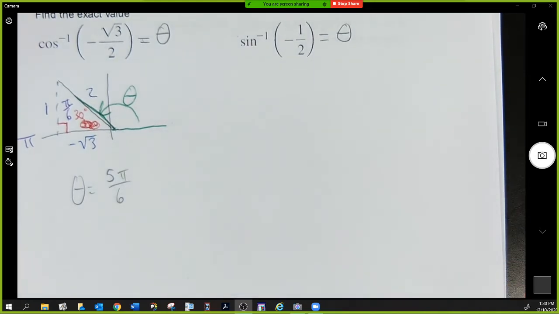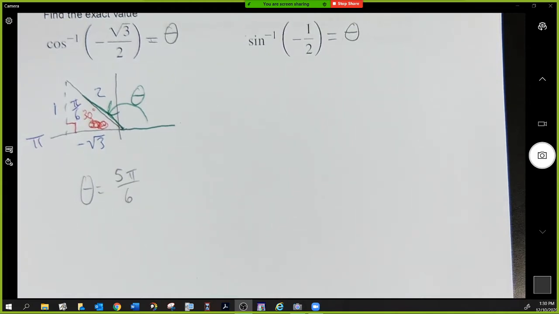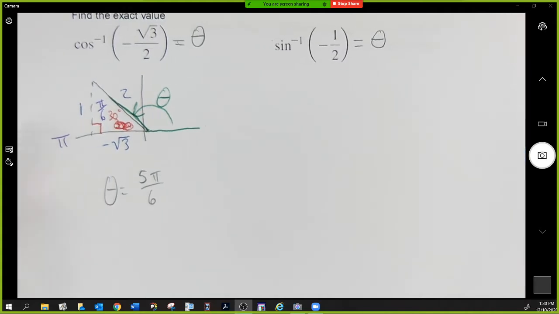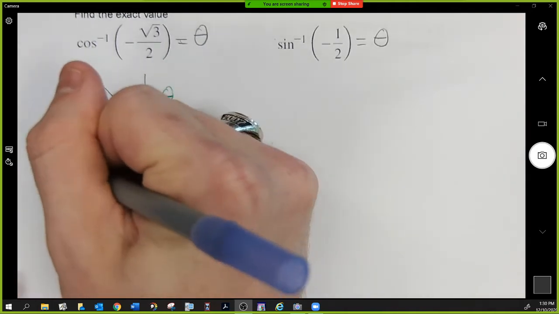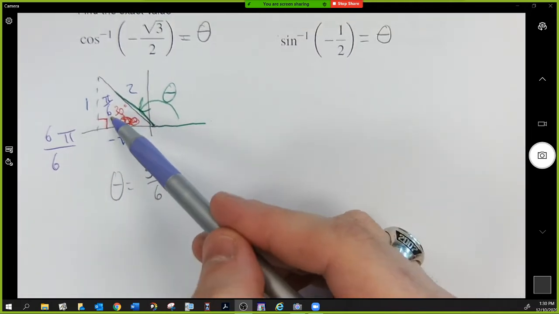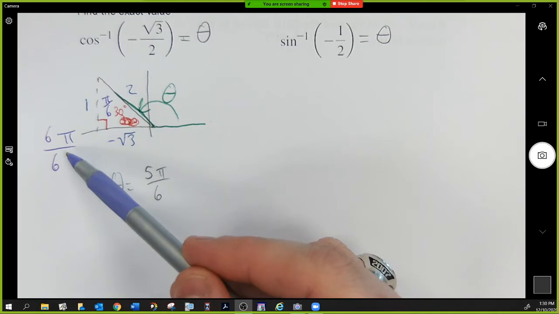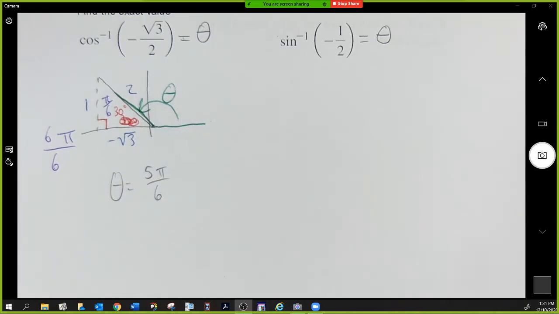Can you go from the reference angle to 5 pi over 6? Sure. How about instead of calling it pi right there, since we know this is a pi over 6, why don't we make this in terms of sixths? Let's call it 6 pi over 6. So I just made it in terms of the denominator. So if this is 6 pi over 6, this is 1 pi over 6 before it. Good.